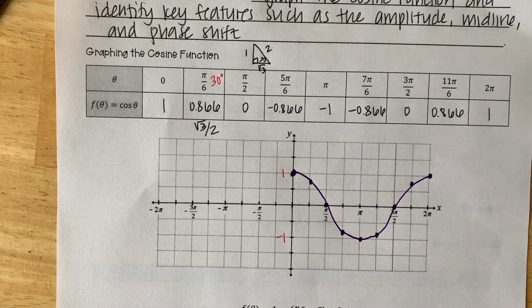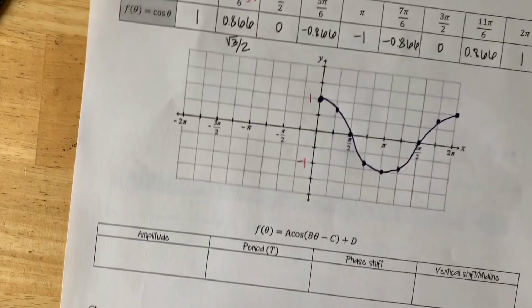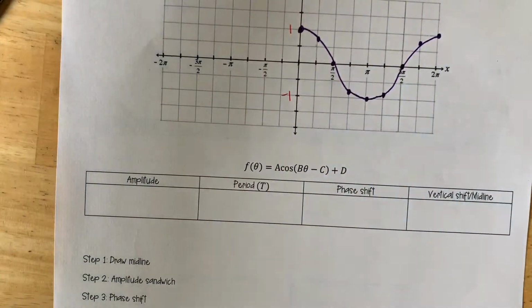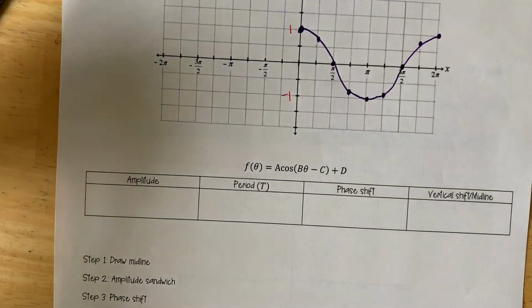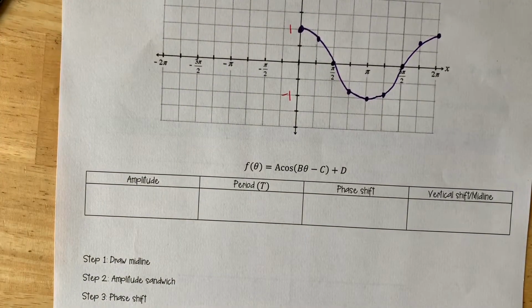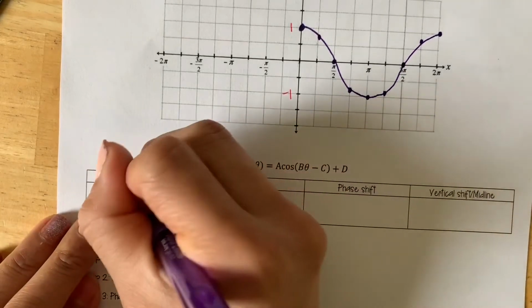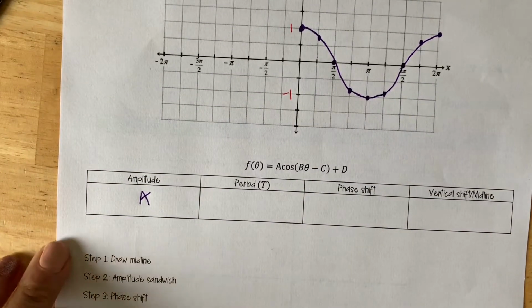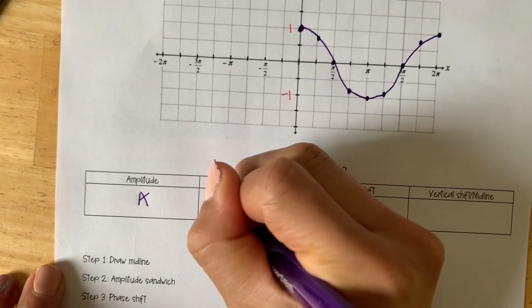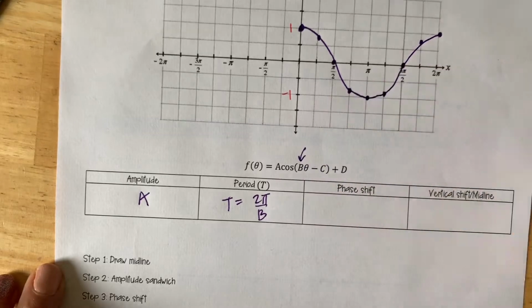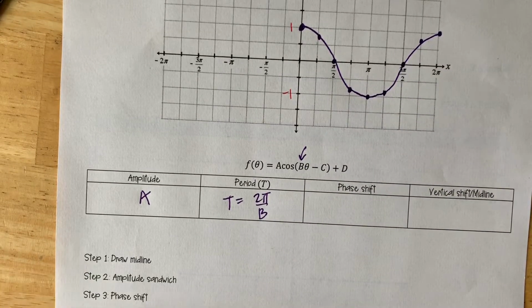Just like the cosine and sine function, we have all the different letters. All the letters mean the exact same in cosine. The main difference between cosine and sine is just how the graph looks, but it's the same process here. So the amplitude is your letter A. Remember to find the period, it's the same thing. T equals 2 pi over B. Your B value is right in front of your theta. Sometimes you'll see X instead of theta.